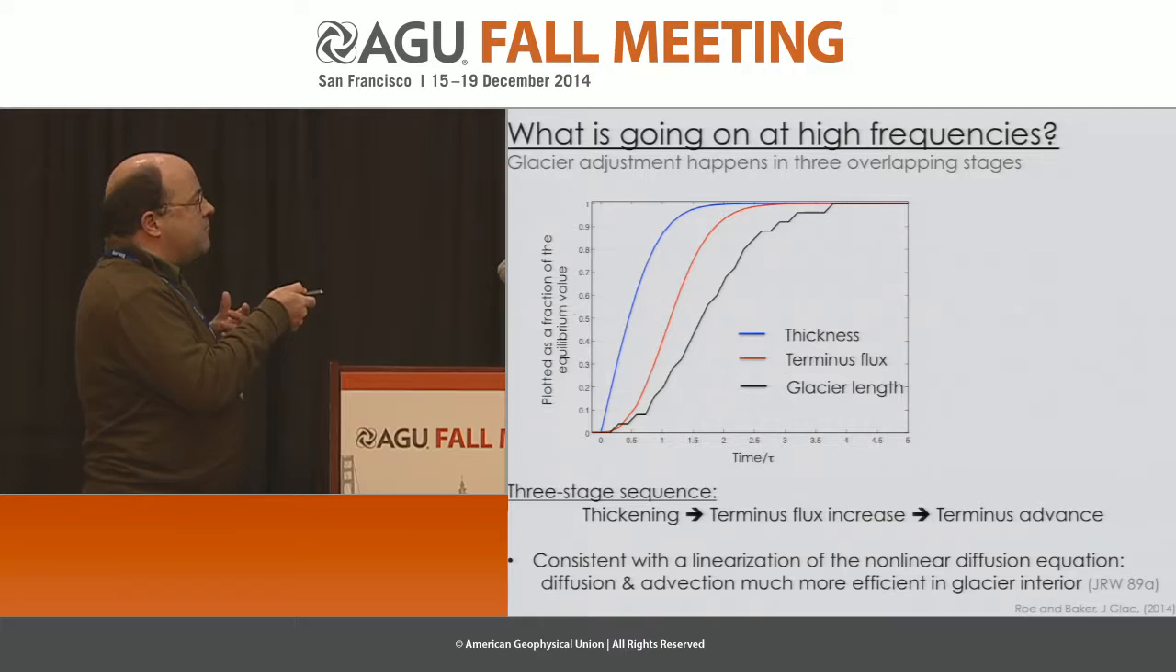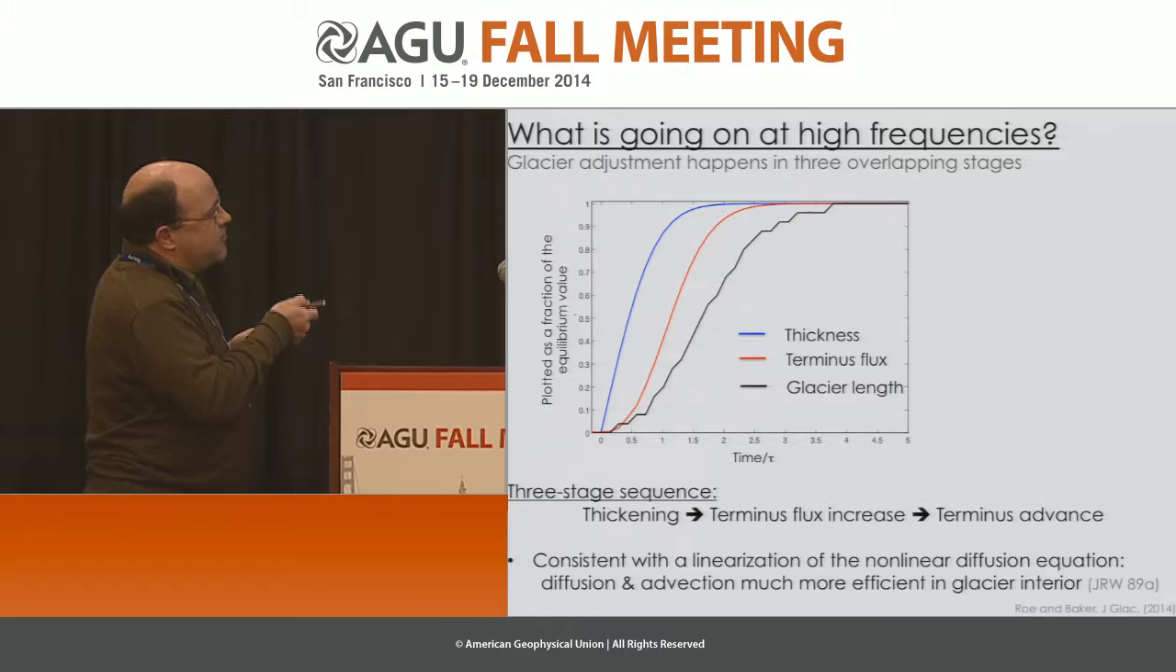And this is another way of looking at the same thing. As a function of t over tau, these are the shapes of the thickness, terminus flux, and glacier length as a fraction of their new equilibrium values. I just want to make the point that the thickness changes first, followed by the terminus flux, followed by the glacier length. So there are three overlapping stages in the adjustment of the glacier to a climate change.